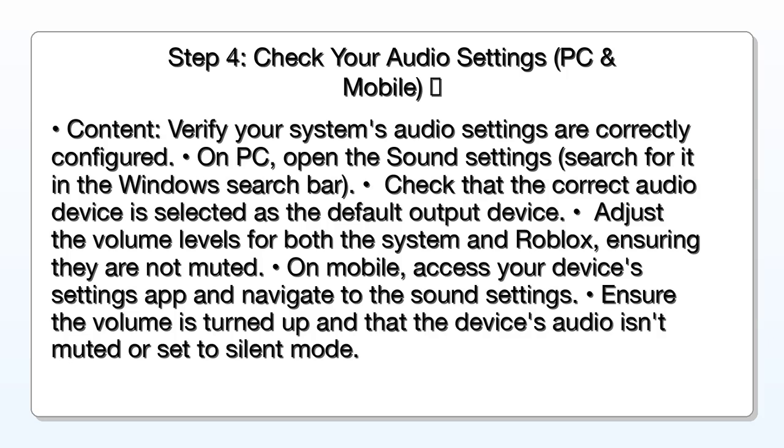Step four: check your audio settings. Verify your system's audio settings are correctly configured. Open the sound settings. Search for it in the Windows search bar. Check that the correct audio device is selected as the default output device. Adjust the volume levels for both the system and Roblox, ensuring they are not muted. On mobile, access your device settings app and navigate to the sound settings. Ensure the volume is turned up and that the device's audio isn't muted or set to silent mode.